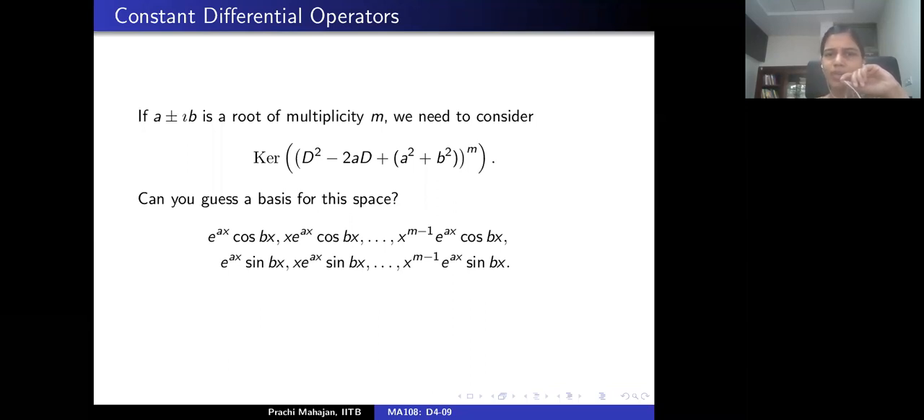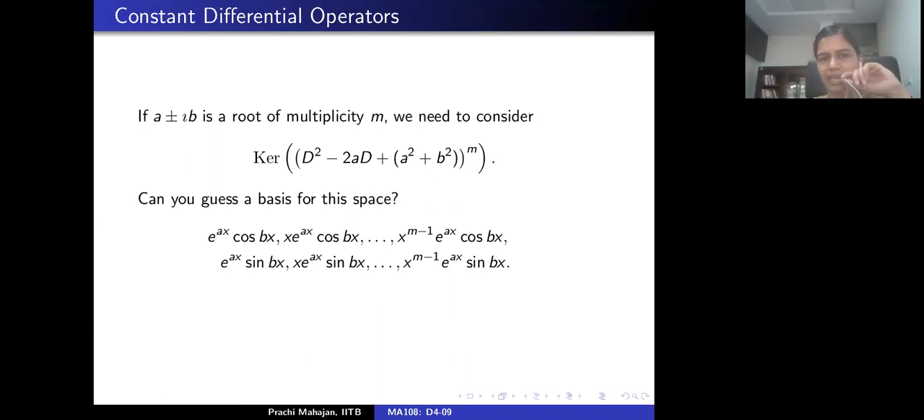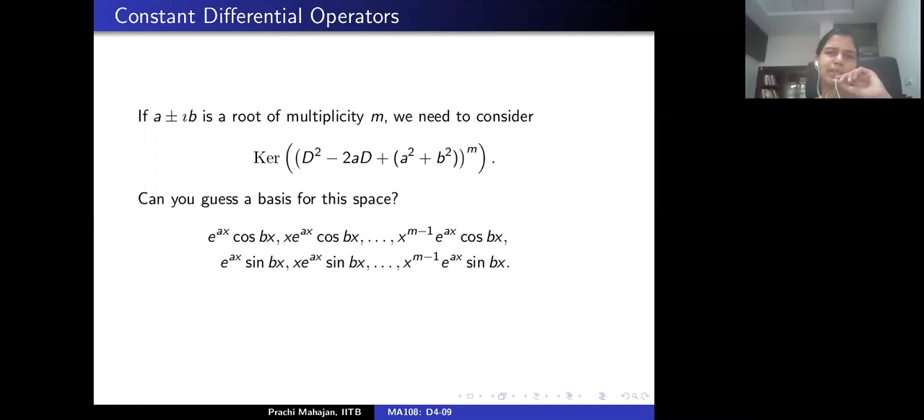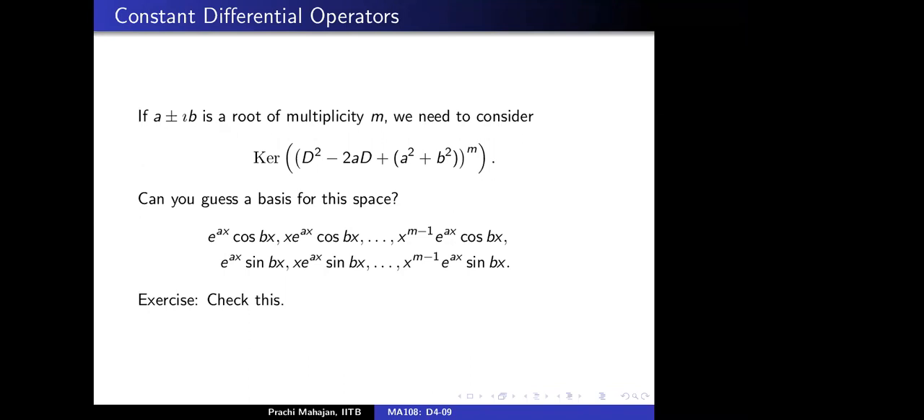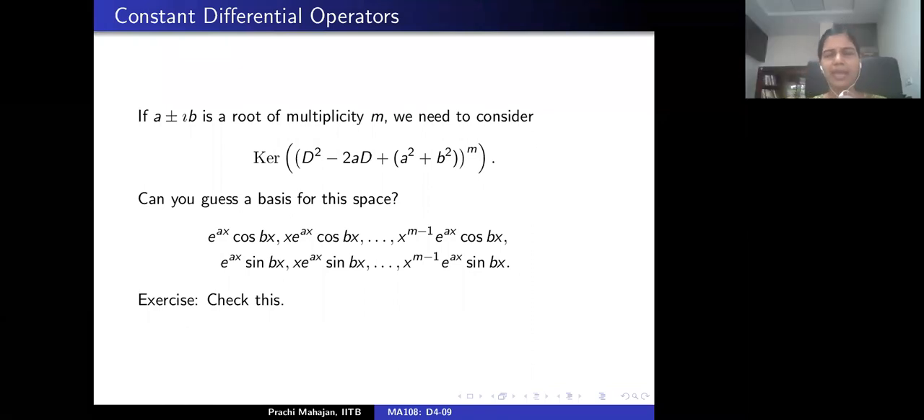How many functions are there? 2m. So we have 2m functions. What is it that you need to check? You need to check that they are linearly independent. All of them are in the solution space, absolutely no doubts about that. Please check that these 2m functions are actually linearly independent. That is something I will leave for you to check. Is that okay? Everybody with me up till this point? Okay, all right.